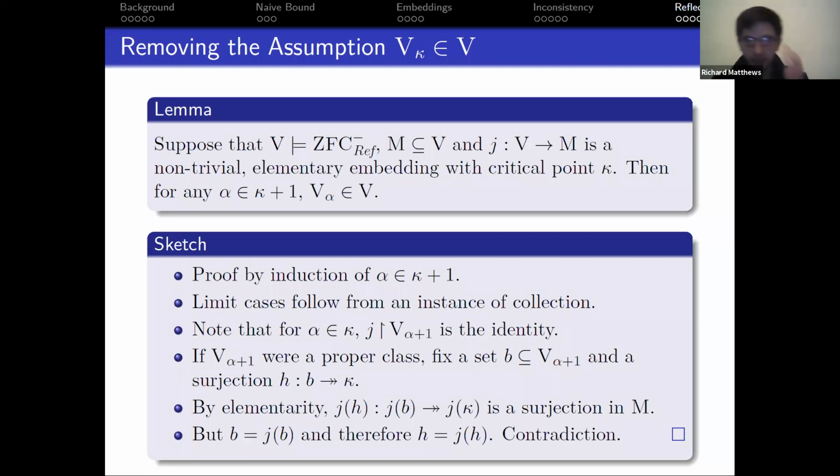But this therefore means that H is a surjection of B onto J of kappa, which is a contradiction because kappa didn't equal J of kappa. So therefore, our assumption that V alpha plus 1 was a proper class must be incorrect. So V alpha plus 1 is a set. And I feel that this is a slightly perverse way of proving something is a set, but so be it.